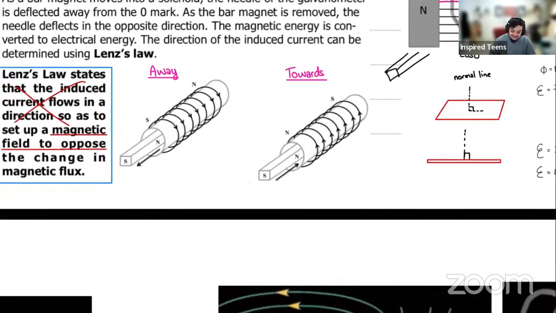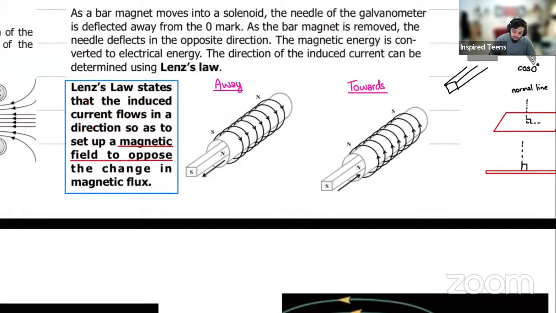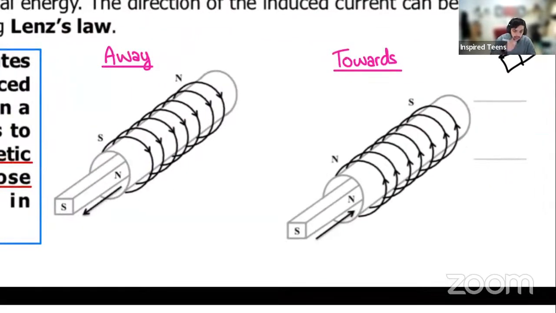And that actually tells us the direction of current, right? Because now we need to be able to tell, if we have a bar magnet moving towards or away, in which direction the induced north pole and induced south pole are, and in turn tell the direction of current.